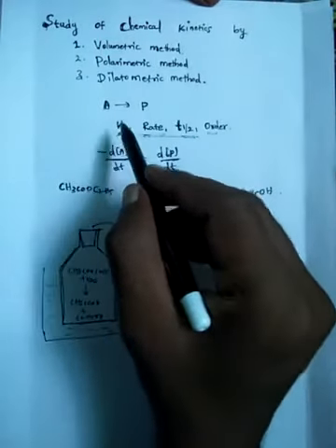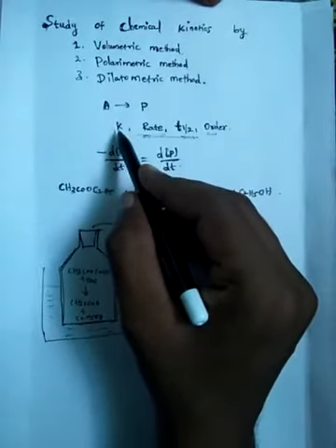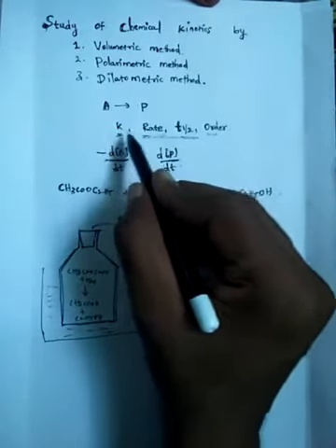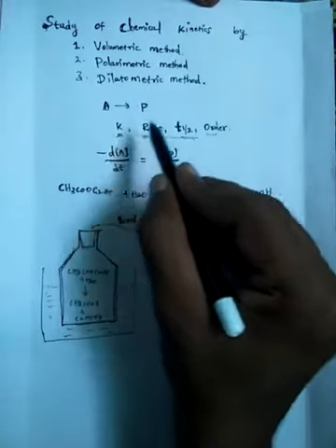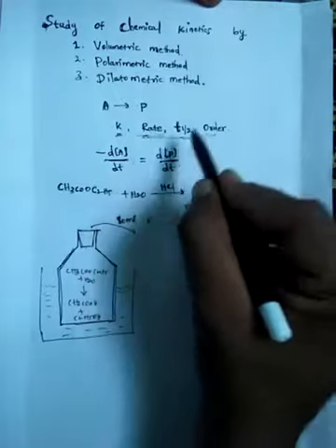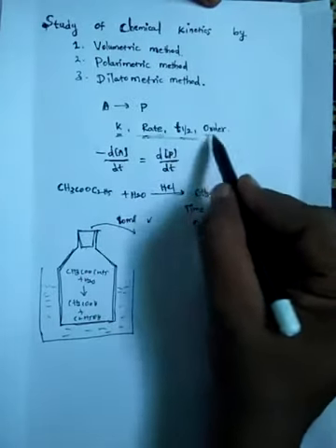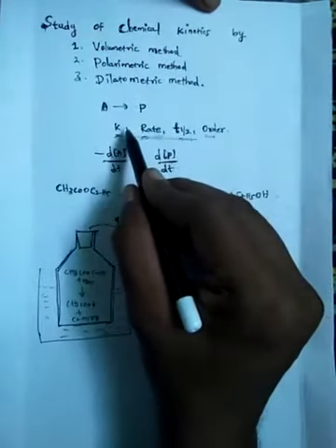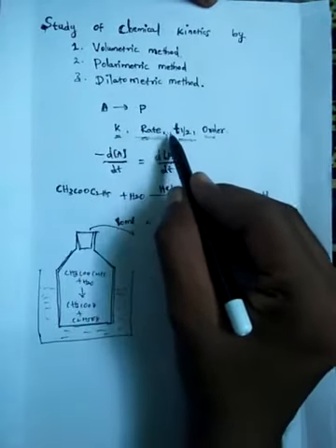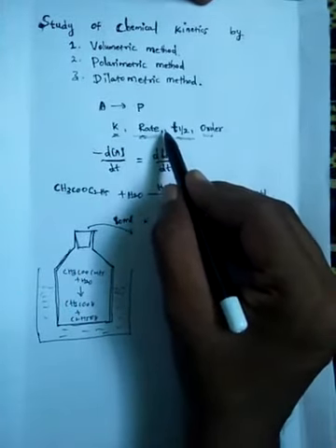Usually, in chemical kinetics we are interested to find out rate constant, half-life, order, etc. So these are the important measurements we do for a given chemical reaction.